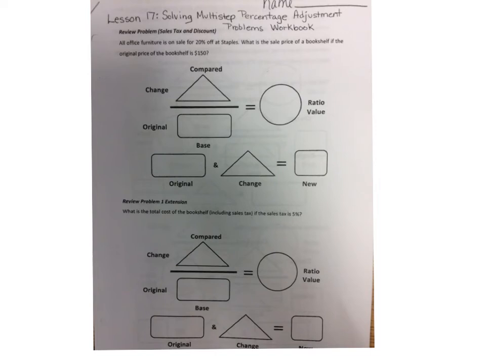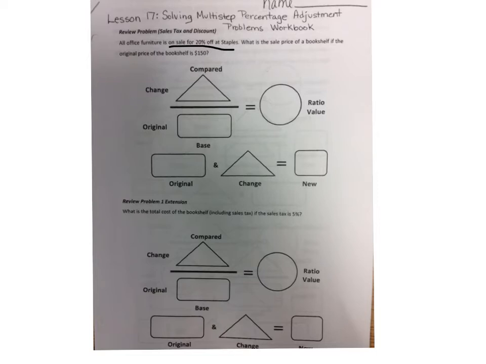Okay, question 1 says, all office furniture is on sale for 20% off at Staples. What's the sale price of a bookshelf if the original price of the bookshelf is $150? So right away in the question, if we see a ratio statement, we underline it. And the obvious ratio statement is going to be that percent number because percent is a ratio.